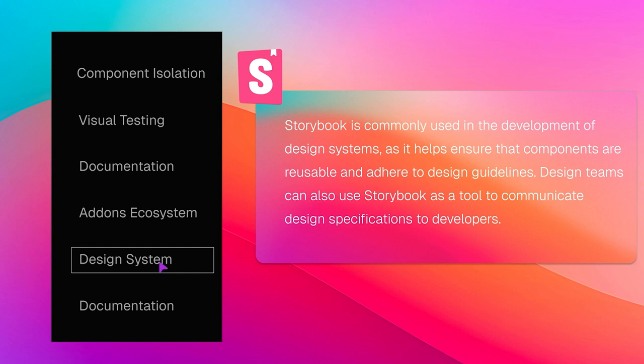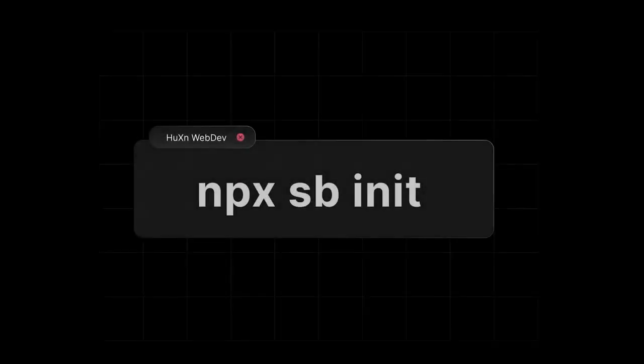So now let's get into the installation of Storybook. If you already created your React application by using either Create React App or Vite, you just have to type in your terminal npx sb init. It's going to take a bit of time, and it's going to install Storybook inside your application. So now let's just do that.